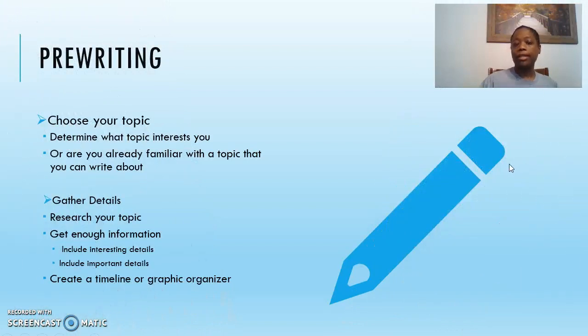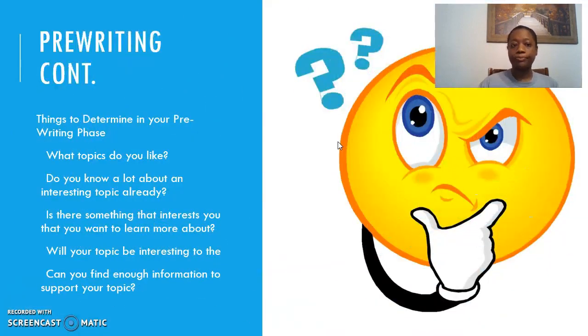So pre-writing, and it's kind of in a nutshell. You choose your topic. Basically, you're looking at what types of things interest you. You gather the information for it by researching and getting enough information so that you can give enough information in the paper. Then you create a timeline or use a graphic organizer. Next is the pre-writing continued. It's just talking about figuring out what types of topics and stuff that you like.